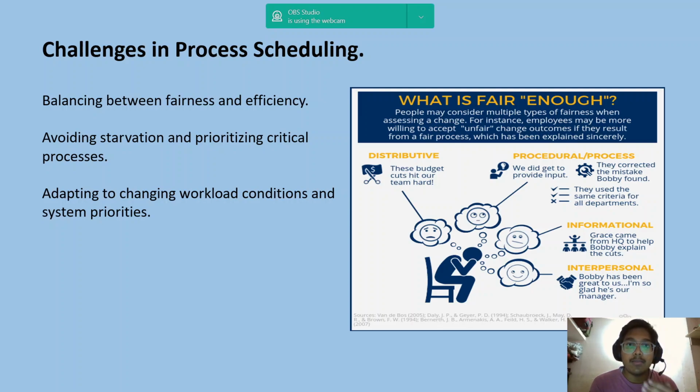If we are going with the printer and we don't prioritize, the printer will keep waiting, because the songs and gaming will keep going for hours or minutes. So we should always prioritize what is more important. Prioritizing critical processes will be helpful. And we should adapt to the workload condition and system priorities. This is one of the main important parts.